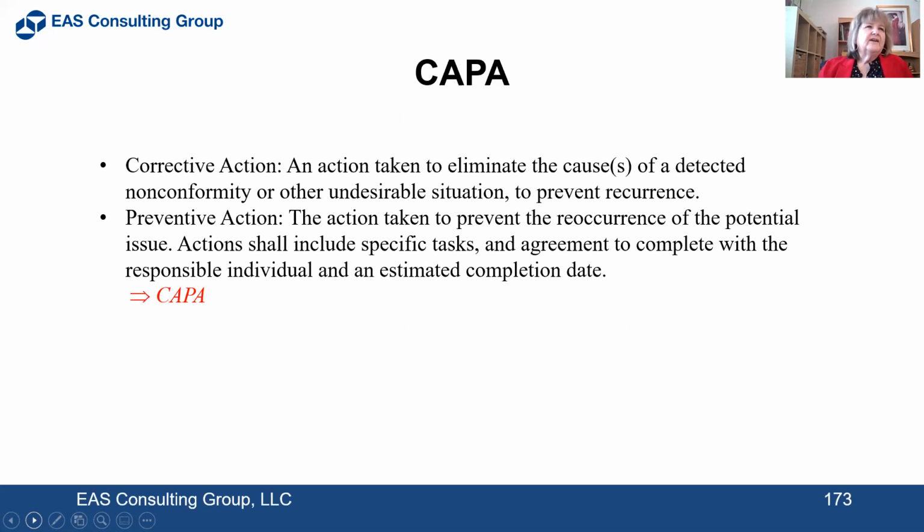CAPA. Corrective action is an action taken to eliminate the cause of a detected nonconformity or other undesirable situation to prevent a recurrence of that. Preventive action is the action taken to prevent the recurrence of the potential issue. Actions shall include specific tasks and agreements to complete, with the responsible individual and an estimated completion date.